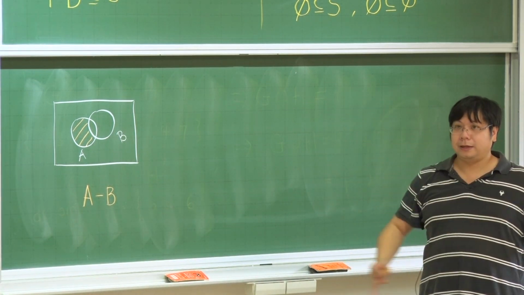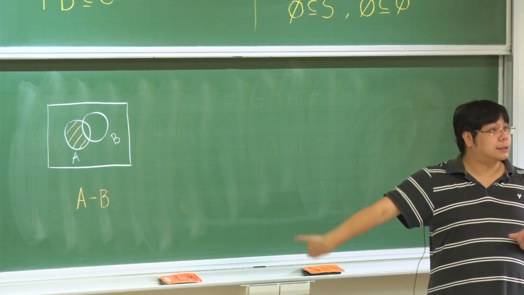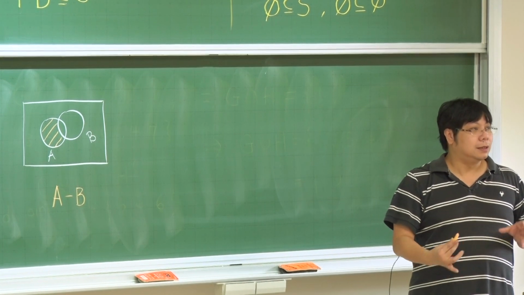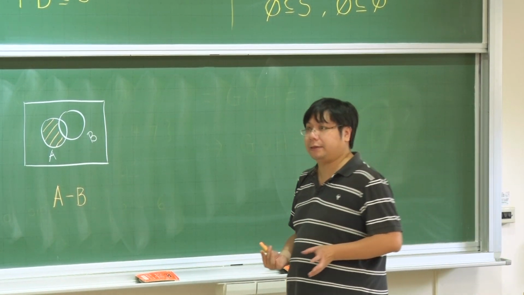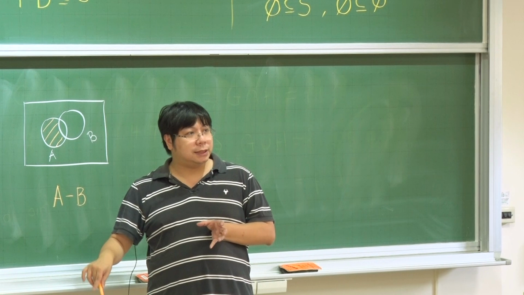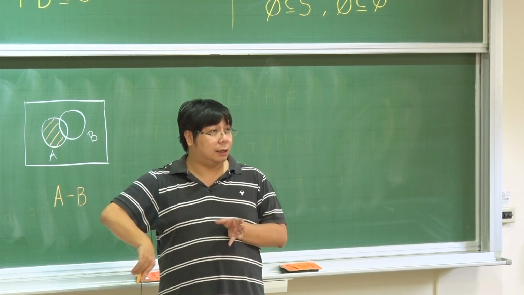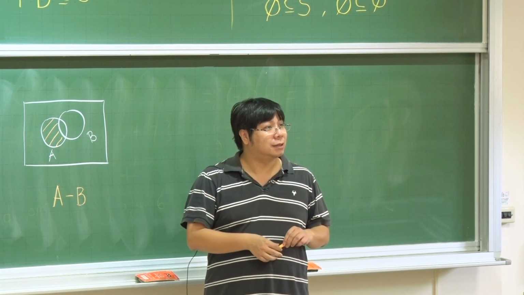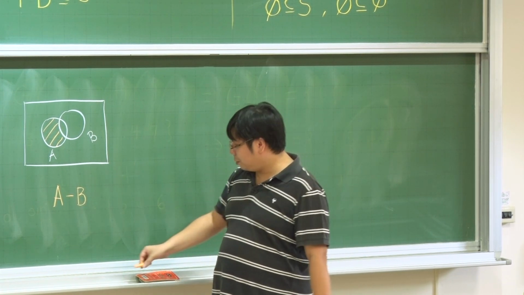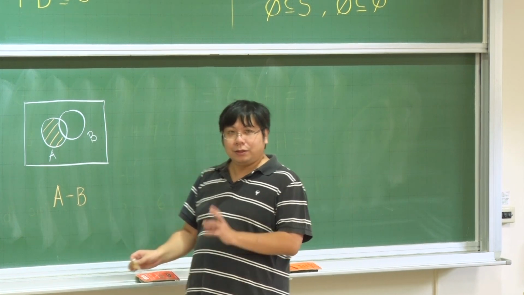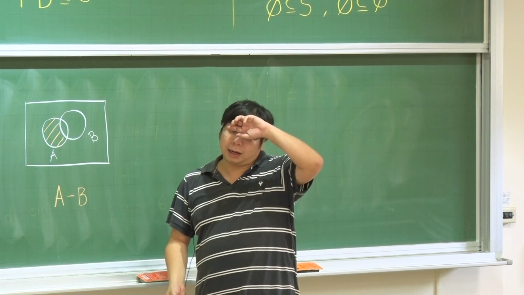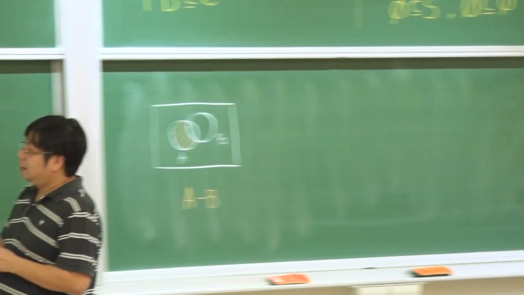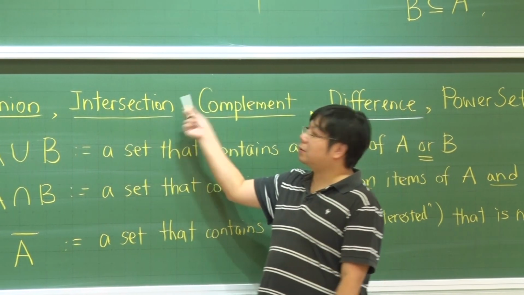So you get A, but you take away anything that is in B. So you have A at the beginning, so these are the items that you can get. But then if you find out some items inside are also in B, you take it out. So this is A minus B. Is that okay? So using the Venn diagram, you can see that. So what is A minus B? A minus B can actually be represented using union, intersection, or complement.